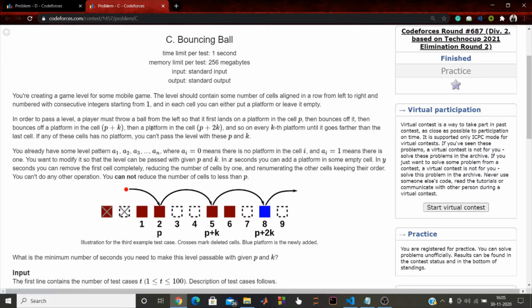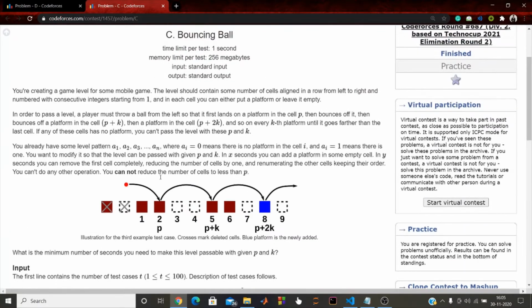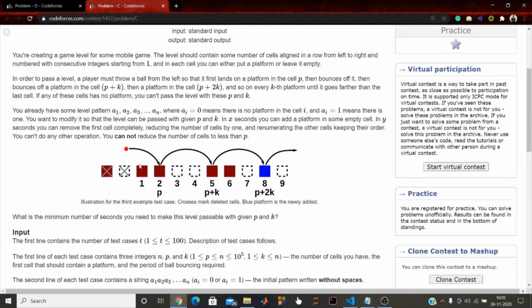Today we will do problem C from Codeforces Round 687. In this problem, I have been given a binary array in which each element is a level. If a_i equals 0, that level does not have a platform. If it is equal to 1, then it has a platform and I can stand on it.